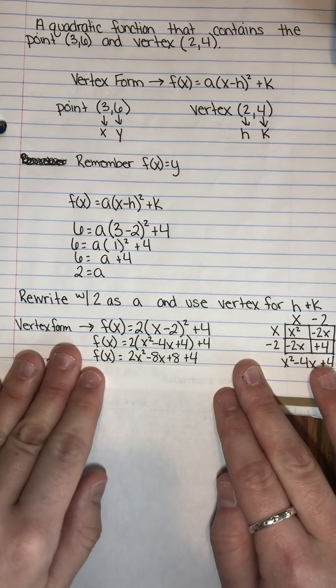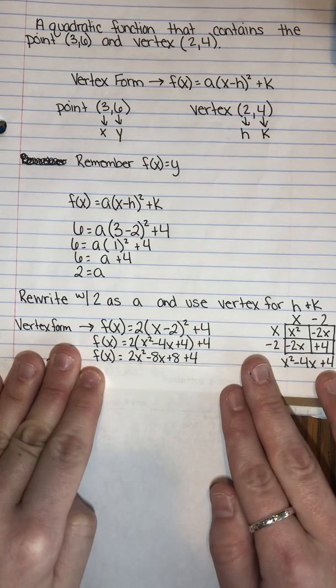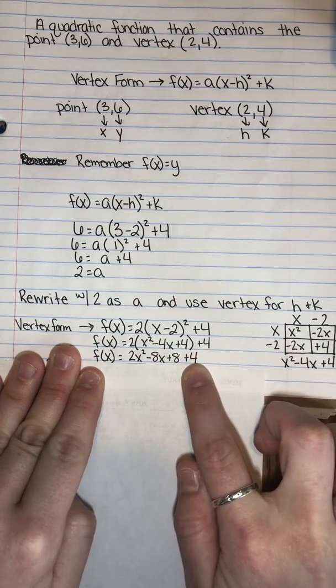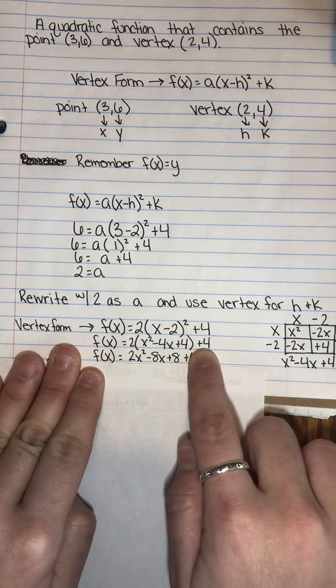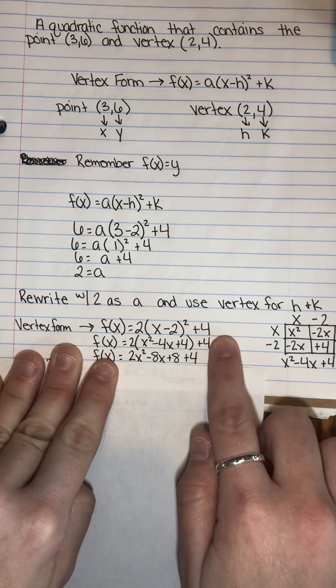Simplify it a little more. I went ahead and distributed my 2 to everything that was inside the parentheses and kept my plus 4 on the outside. Remember, plus 4 was not inside the parentheses, so the 2 does not get distributed to this second plus 4 over here.